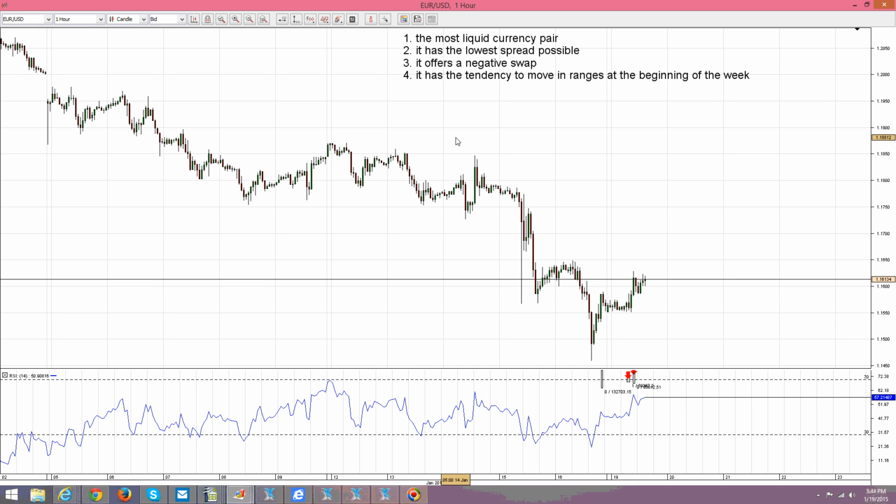Now, the next thing to consider on the euro US dollar is that, like any currency pair, it is moved by interest rates and the monetary policies the central banks are conducting. The two central banks that are the most important for the euro US dollar are, of course, the ECB, the European Central Bank, and the Federal Reserve in the United States.